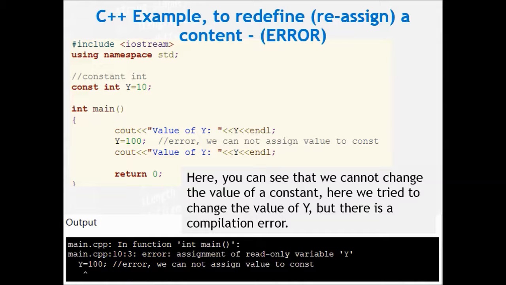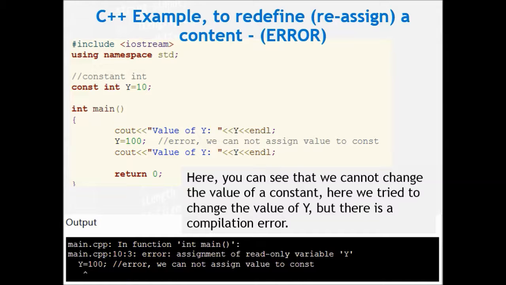C++ example, redefine or reassign a constant. In this program, we define a variable y. Similarly to our previous program, we use const int y = 10. The keyword const makes it a constant global variable. It is global because we define it before writing our program. So after initializing y = 10, we write our main program.